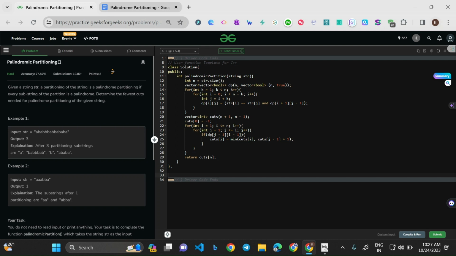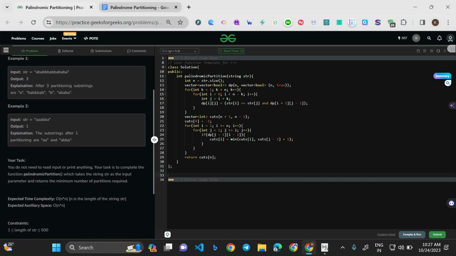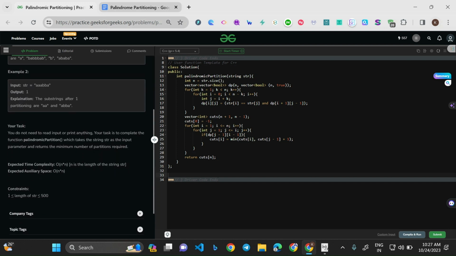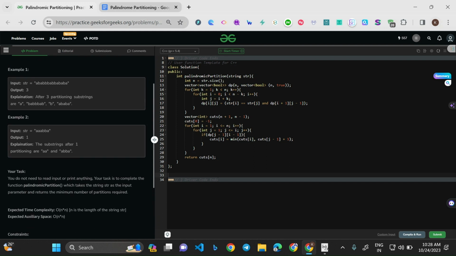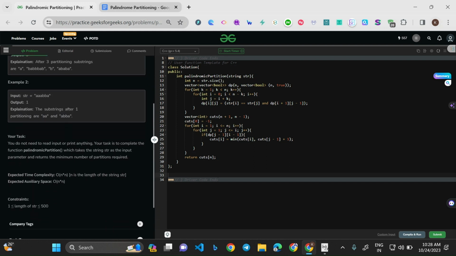So determine the fewest cuts needed for palindrome partitioning of the given string, and these are some of the examples that we look into. The expected time complexity is O(n^2), where n is the length of the string, because n can go up to 500, so we can happily use O(n^2). The same is the case with auxiliary space. So O(n^2) has been clearly mentioned, even the constraints say that.